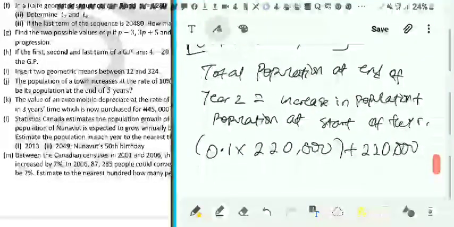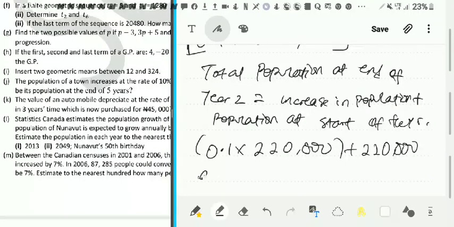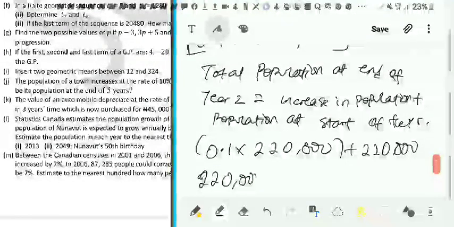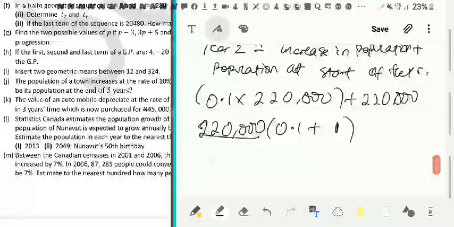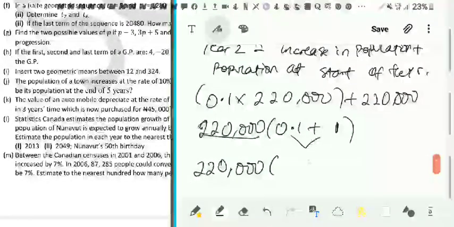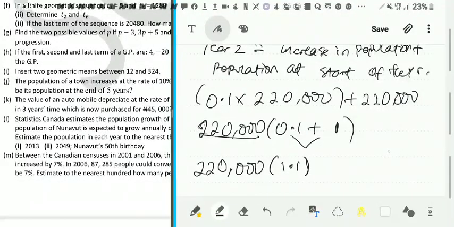220,000. You can also see that this 220,000 is common to both sides, so I can factorize: 220,000 open bracket 0.1 plus 1. I factorize it out, and this gives me 220,000 open bracket, if I add these two together, 1.1. So this is going to be the total at the end of the second year.